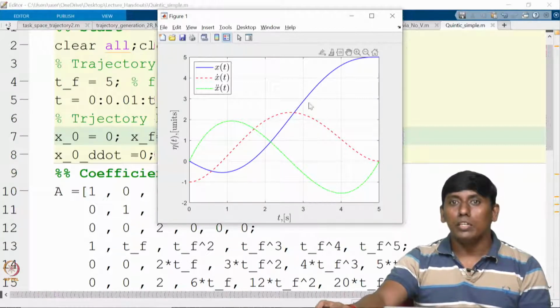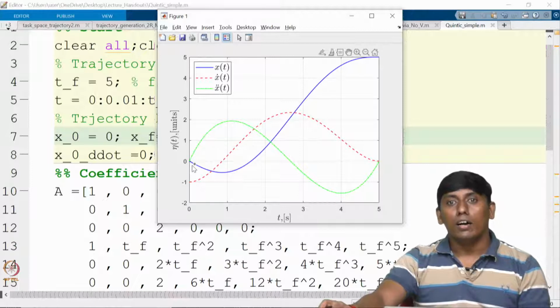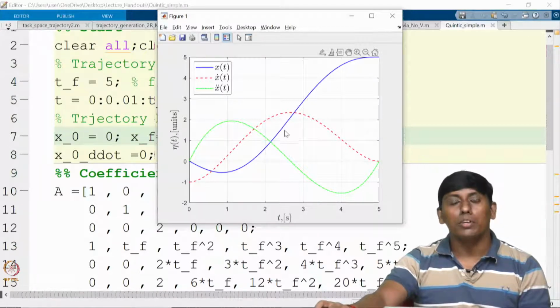So this is the curve. Since it has a non-zero initial velocity, that's why it goes this way. It is starting from minus 1 meter per second, so that's why it is going down and then up. However, you can see the maximum velocity is coming at the same midpoint, which is 2.5 seconds. At that particular point you can see the acceleration is also 0.